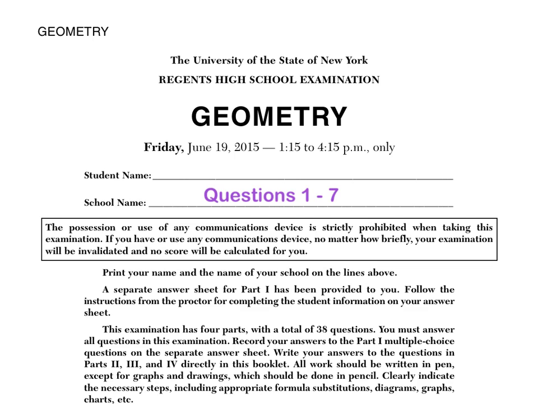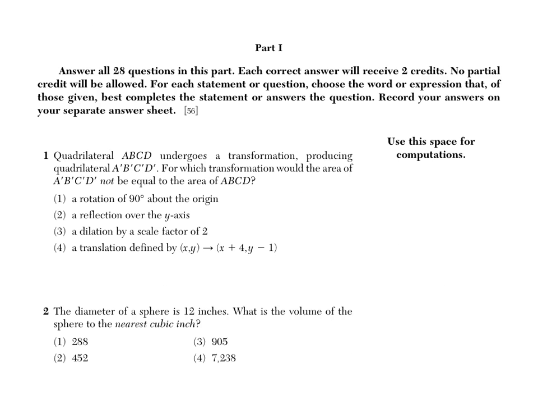This video will cover the Geometry Regents exam from June 2015, questions 1 through 7. Number 1 says quadrilateral ABCD undergoes a transformation, producing quadrilateral A prime, B prime, C prime, D prime. For which transformation would the area of A prime, B prime, C prime, D prime not be equal to the area of the original?